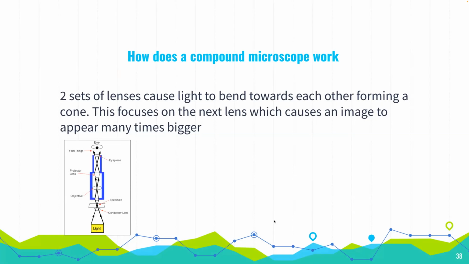So how does this actually work? This does require lots of physics, and I personally don't like physics, so I'll just kind of go over this. These have two sets of lenses, and they cause light to bend towards each other, and they form a cone, and this will go over and over, and will cause an image to appear a lot bigger. I can't answer many questions on this because I don't particularly like physics.